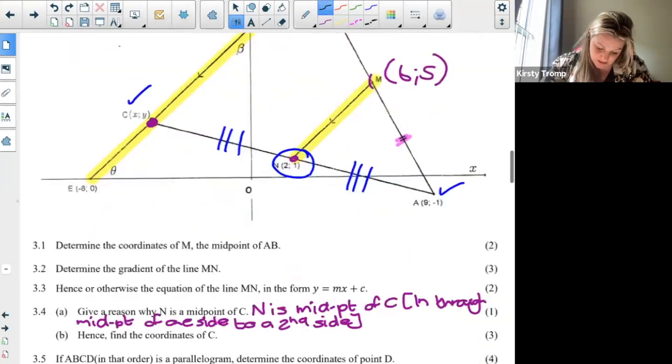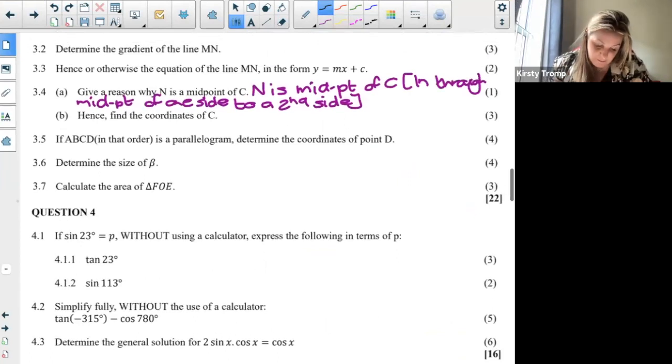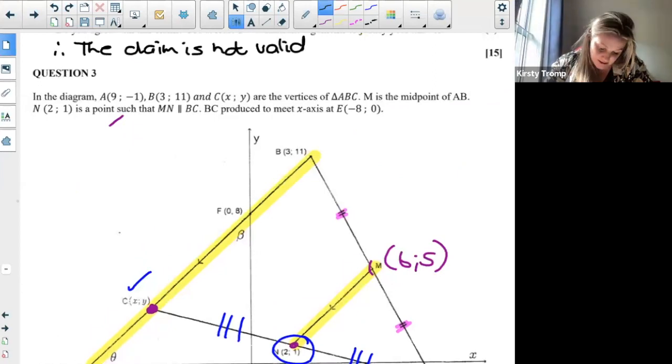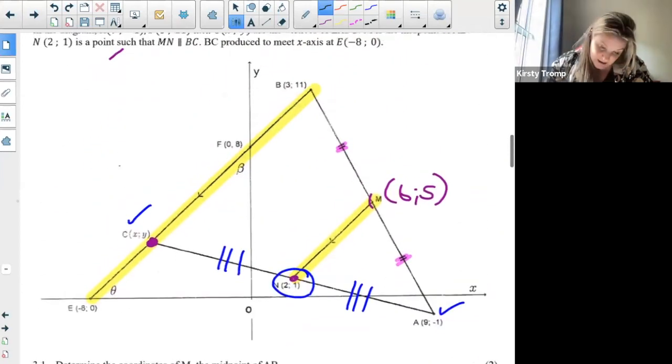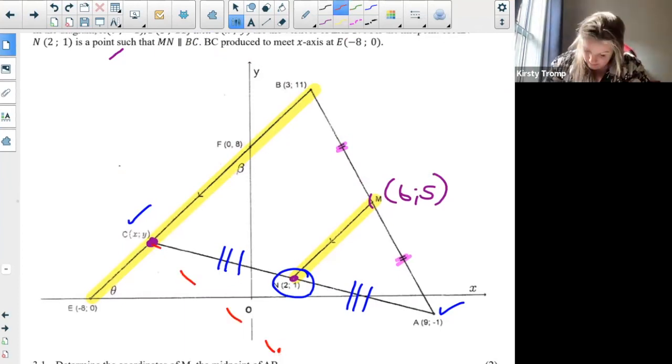My next question says 3.5. If ABCD is a parallelogram, determine the coordinates of point D. Guys, I'm going to teach you a way to try and see if we can cheat this. So they're saying if A, B, C, and now they're bringing in this point D. I'm going to go do it in red. They're making a point D. Here he is, point D.